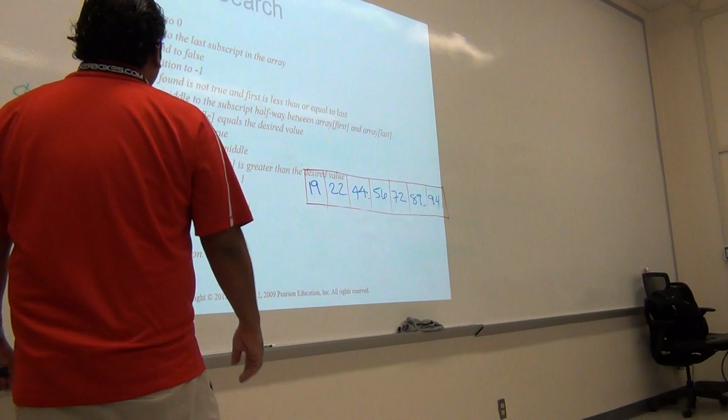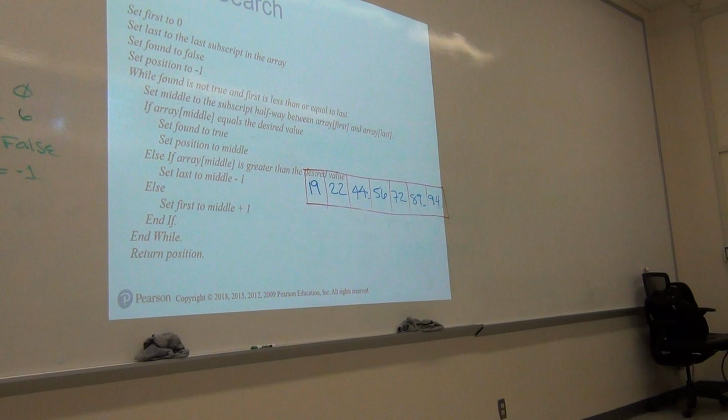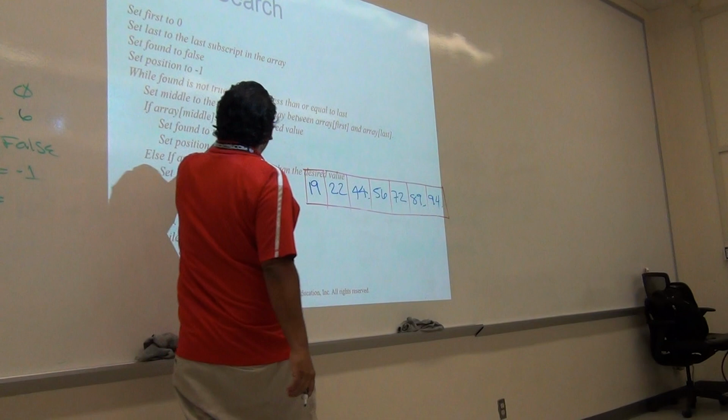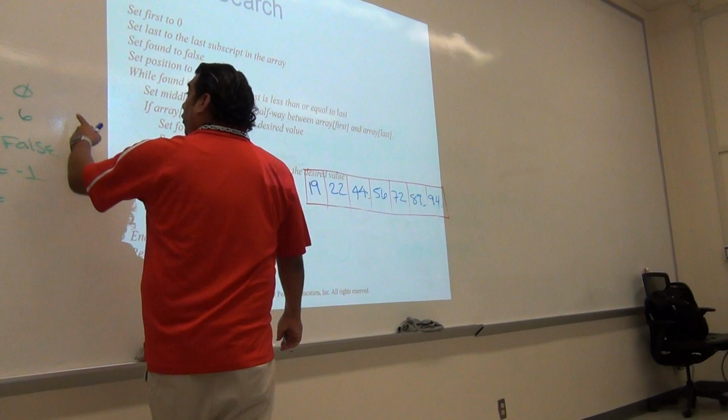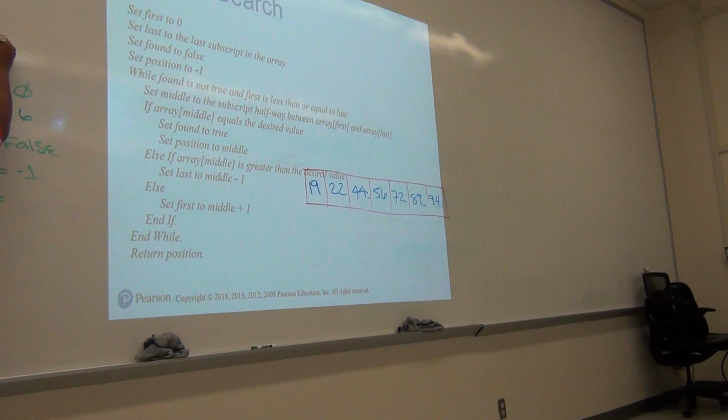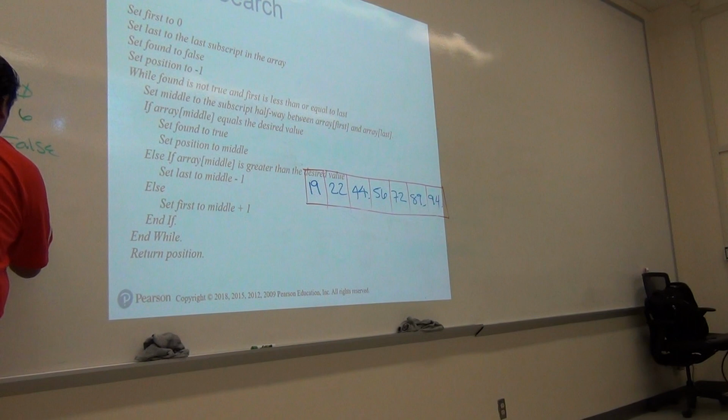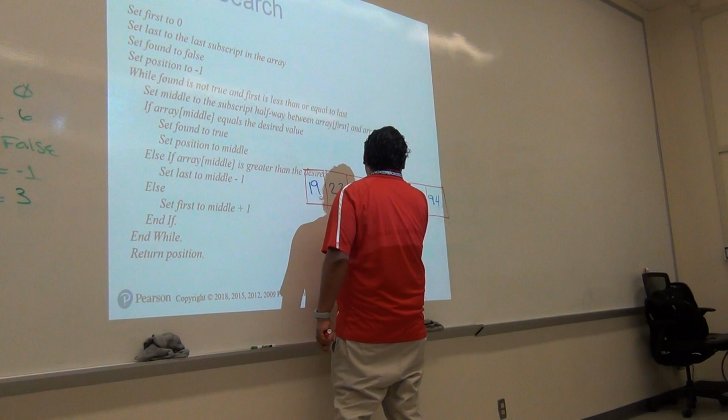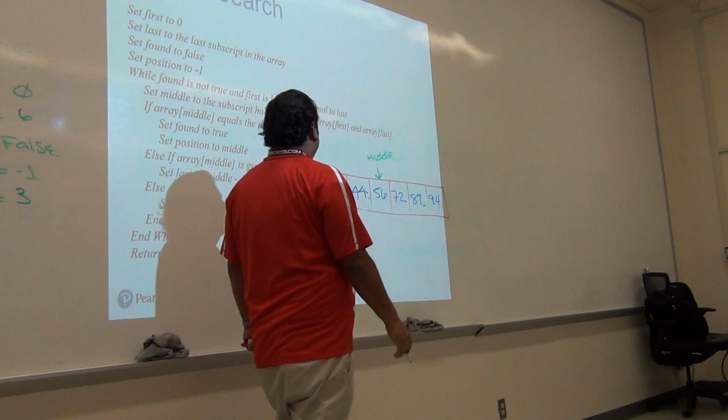Now what we're going to do next is set our middle to halfway between first and last. So first is zero, so we can do zero plus six divided by two. So there's your middle, right? Zero, one, two, three. Here's our middle. Awesome. Oh, we need to declare a search value.